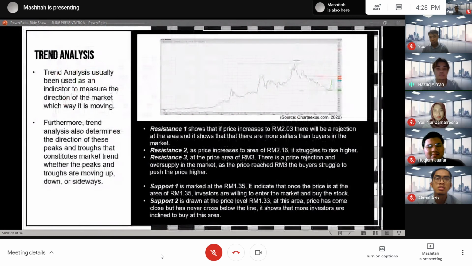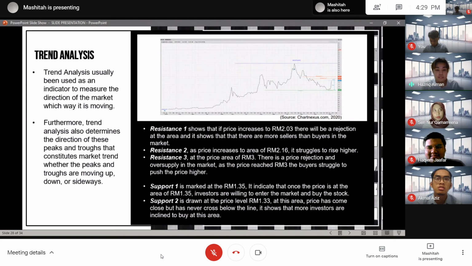Next, I will talk about the trend analysis. This graph shows the stock price for Rubberex Corporation Berhad in 2020. This graph also shows there are 3 resistances and 2 supports. First, I will talk about the resistance.